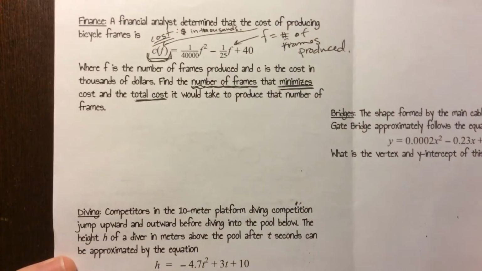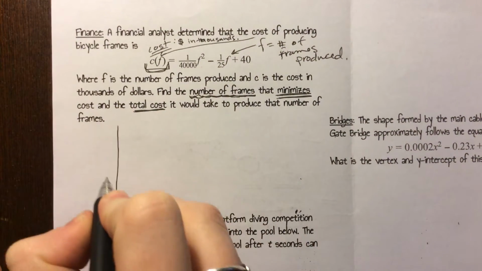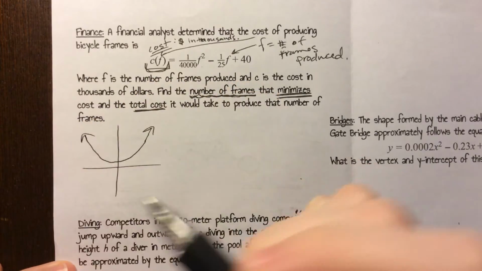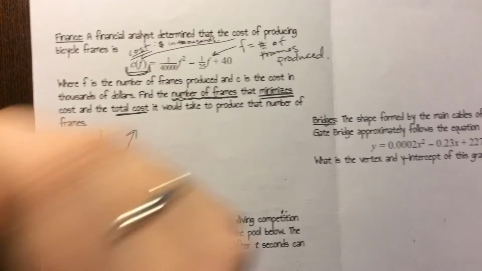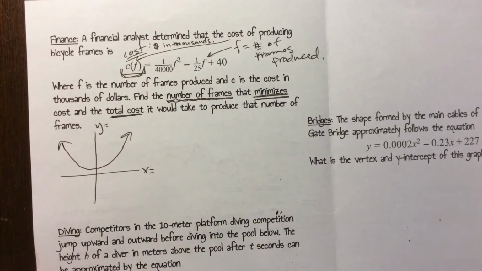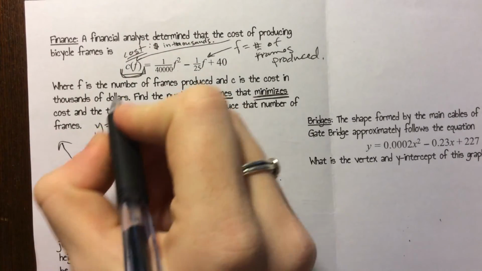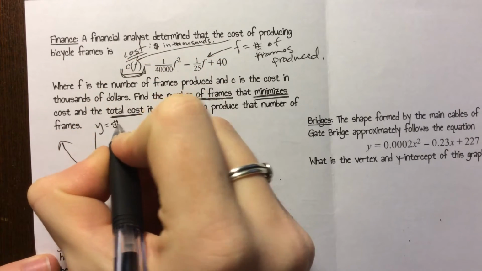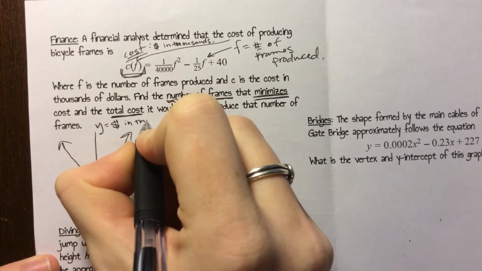So what I would do here is sketch that graph. Looks like this. Okay. What does our y value represent? What does our x value represent? You always want to label that. So the y value was what we plugged in here. That was our cost in thousands.